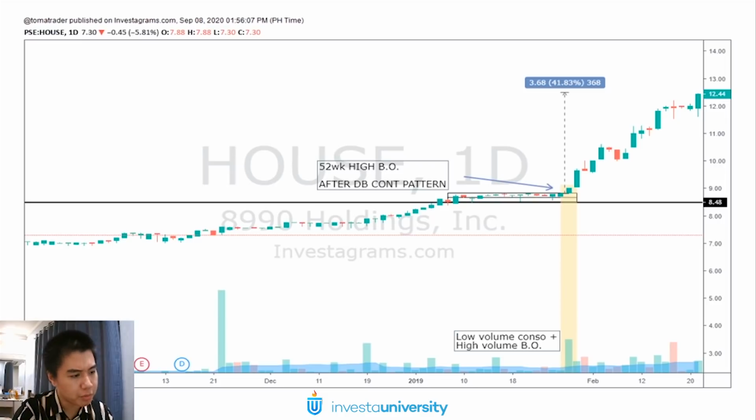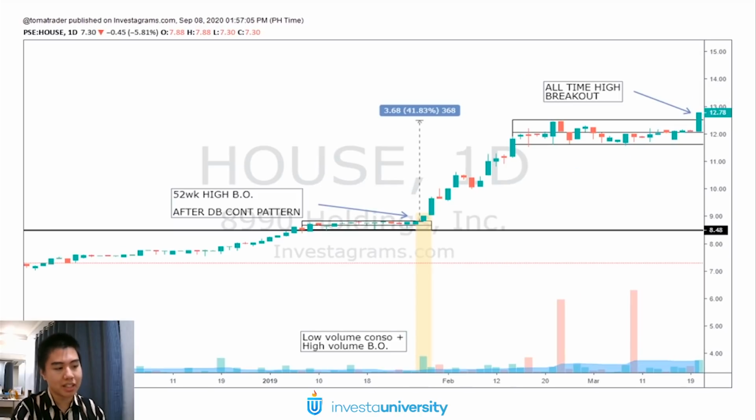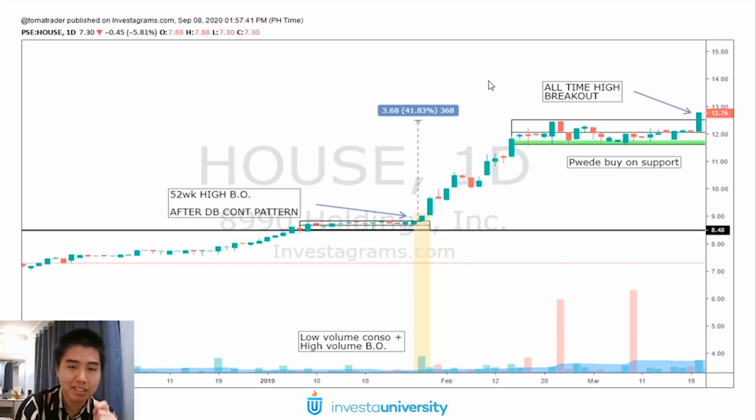Diba? So, now what do you do if you miss the initial leg up? Ano gagawin natin? Again, you wait for continuation patterns to form. Eh, maganda yung example si House kasi ang dami niyang ginawang Darvas boxes or flat bases or whatever you wanna call it. Diba? So, yan, nagka all-time high breakout ulit. But again, guys, pwede tayo bumili sa support. We don't have to buy it always on the breakout. If you're more of a support buyer, you can do that.